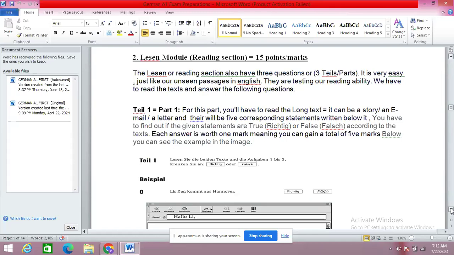The Lesen module again consists of 15 points and 15 marks. The Lesen or reading section is going to have 3 questions. Basically, this Lesen module is very easy. It's just like our English unseen passages. They are testing our reading ability, and it is quite easy compared to Hören. Hören needs maximum practice if we compare Hören and Lesen. So Hören needs more practice comparatively. In our Lesen section, we need to read the text and then solve the questions accordingly.